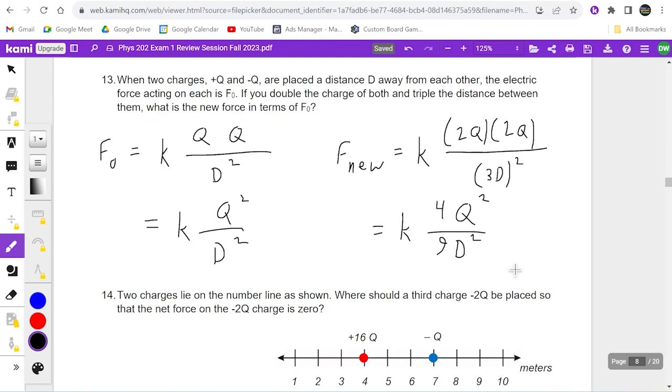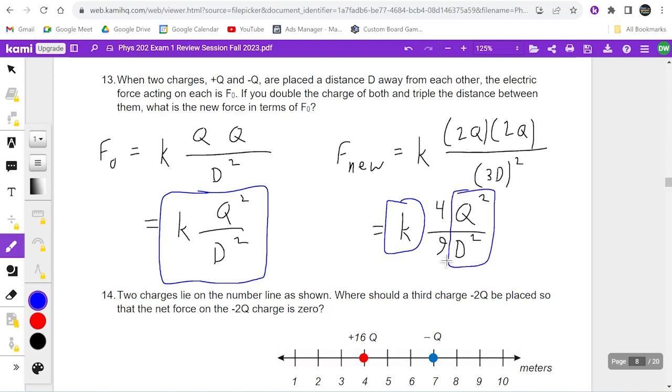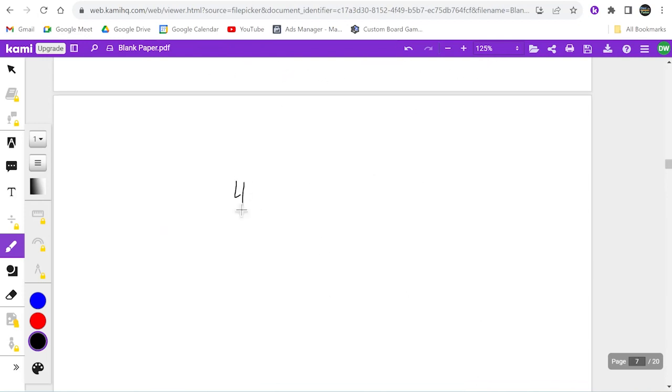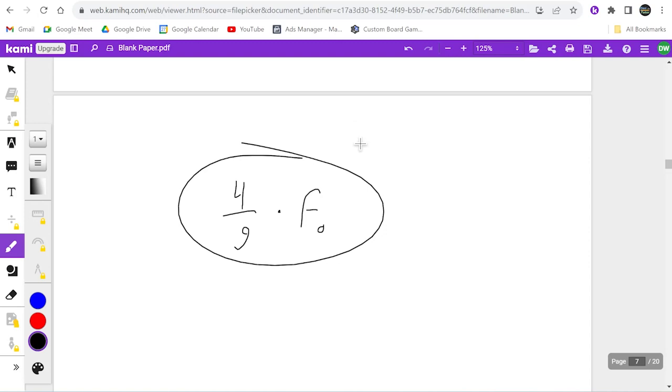And now I just have to compare these two answers. Once again, k q squared over d squared shows up here and here, and the only thing that's left over is the 4/9. In other words, the answer is 4/9 times the original F0. I'll write it over here. 4/9 times F0. That is our answer. Because those were the coefficients that were left over, so that means that must be the factor we multiply by.